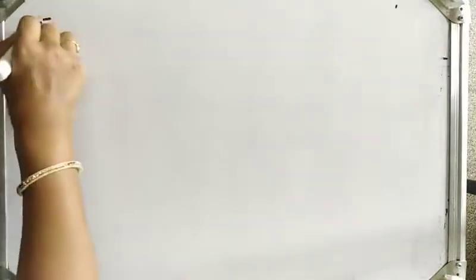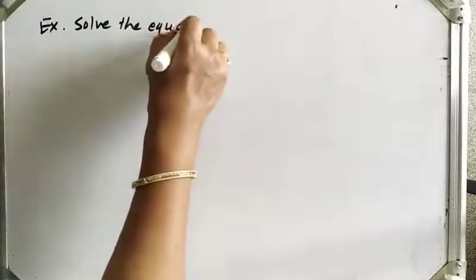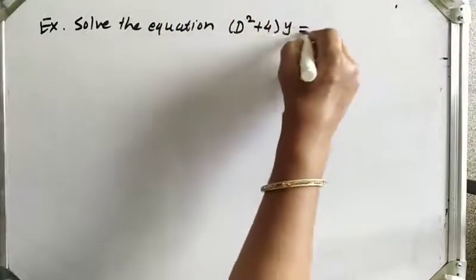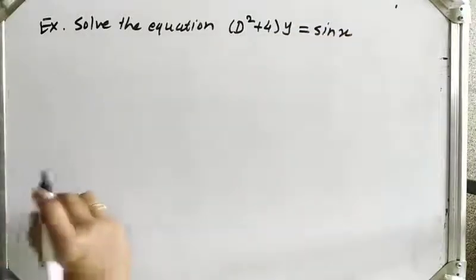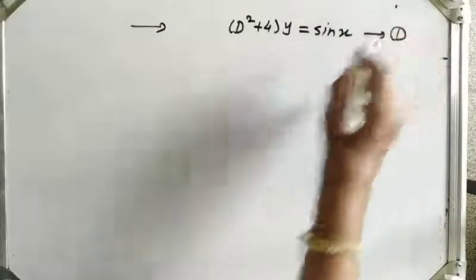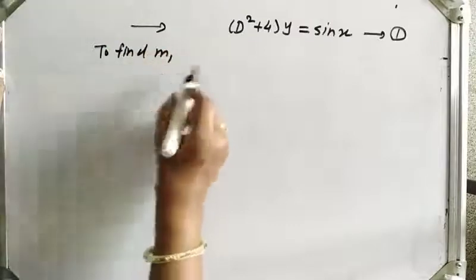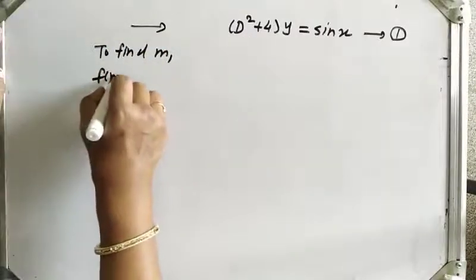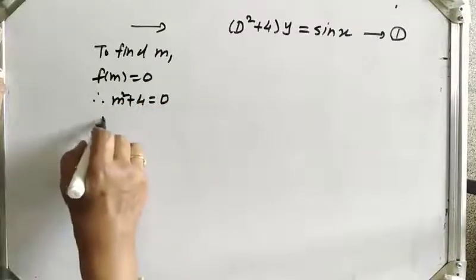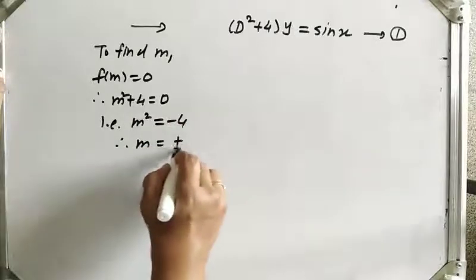Let us solve another example. Solve the equation D square plus 4 y is equal to sin x. So in solution, let us give this equation as equation number 1. So to find m, what we will do, f of m is equal to 0. Therefore, m square plus 4 is equal to 0. That is, m square is equal to minus 4. Therefore, m is equal to plus minus 2i.